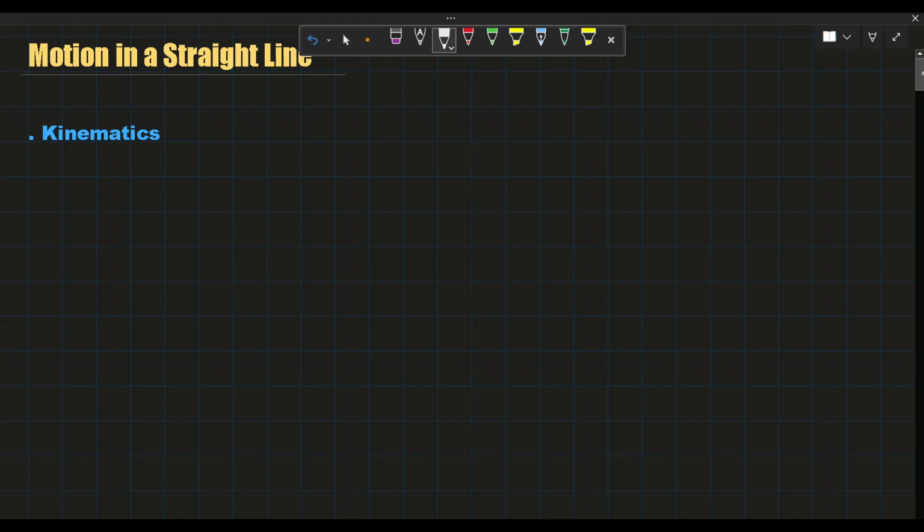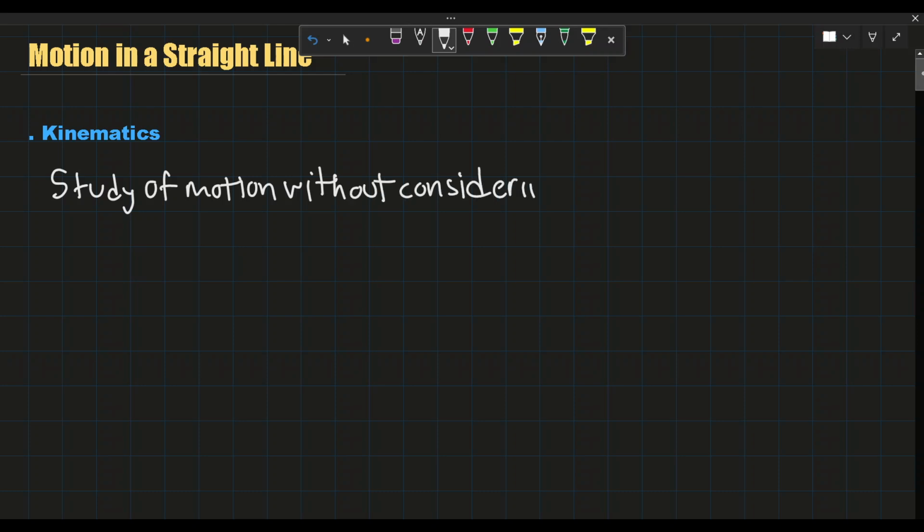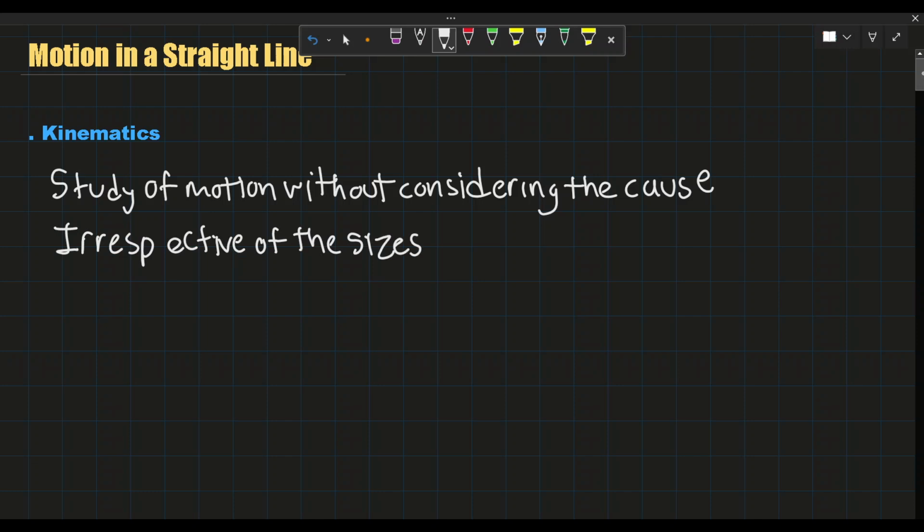Kinematics. This basically deals with the study of motion without considering the cause. It considers every object irrespective of its sizes as point masses. So irrespective of the sizes, they consider each object as point masses.